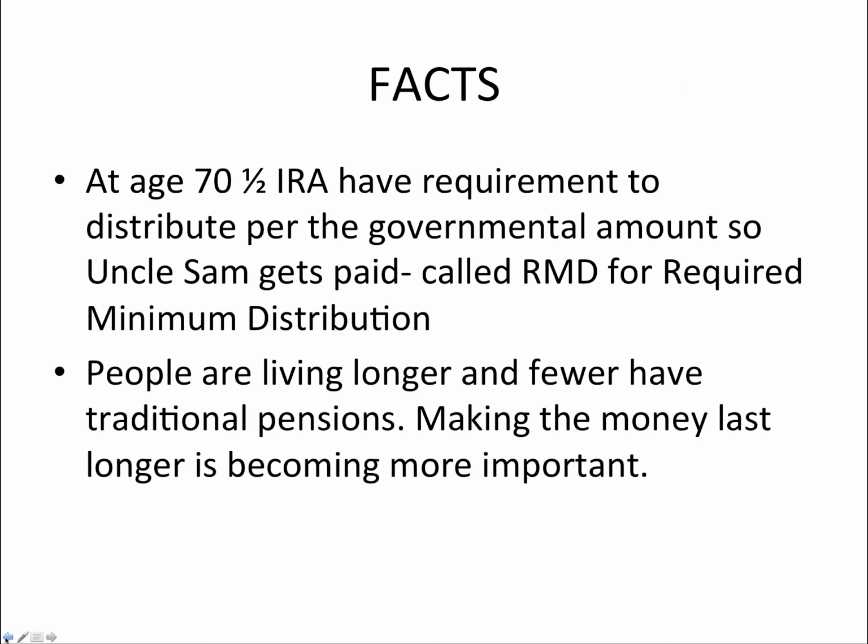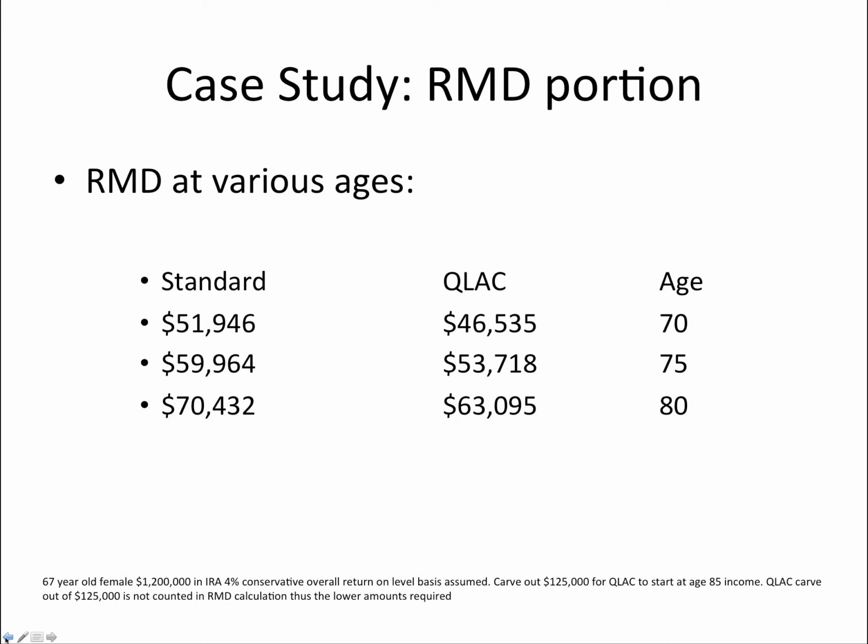So here's a fact. At age 70 and a half, IRAs are required to distribute, per the government, an amount so that Uncle Sam gets paid, called the RMD, or required minimum distribution. People are living longer, and fewer have traditional pensions. Making the money last is becoming more important. Here's a recent case I worked on.